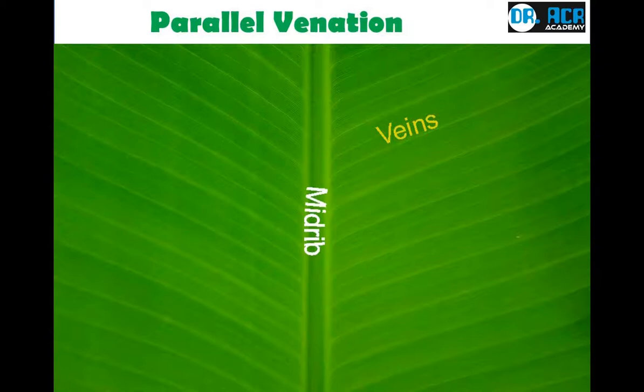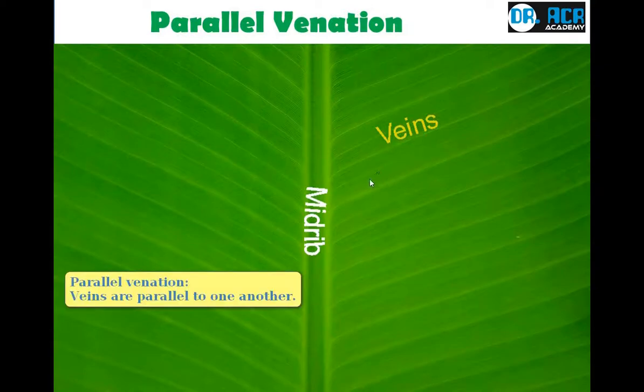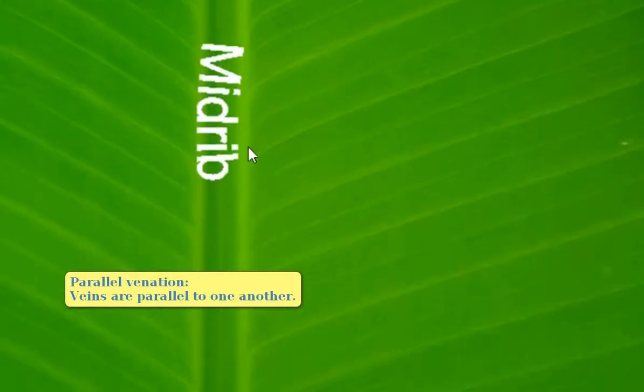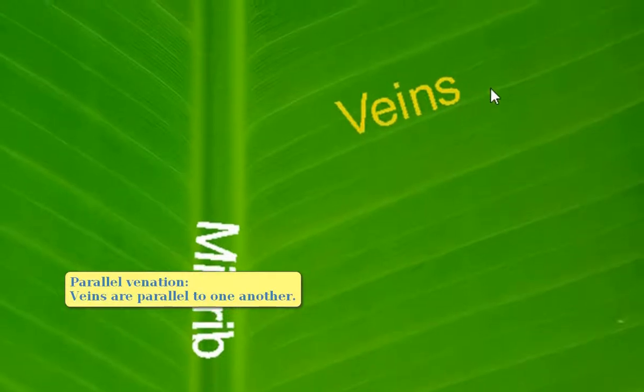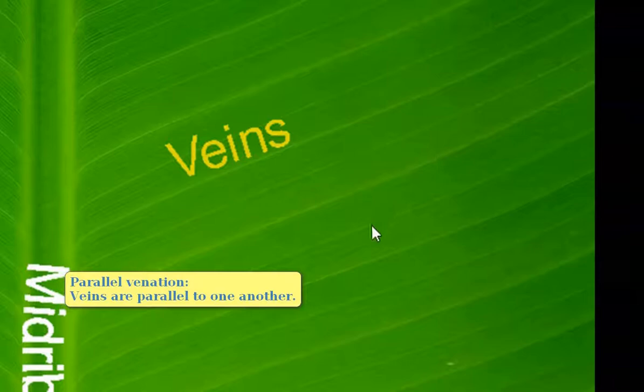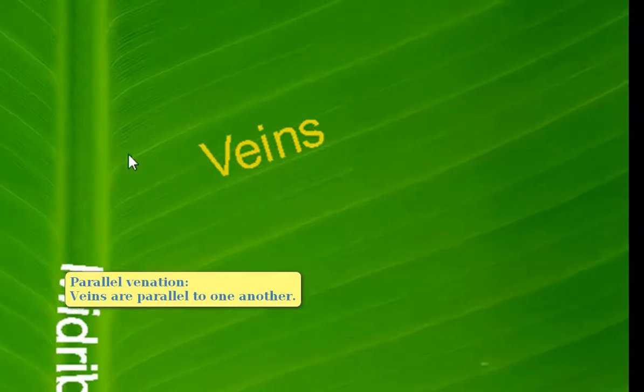Now let us come to the second type of venation. Here you can see the midrib and the veins. Look, the veins are in a parallel manner. As the veins are parallel, it is called parallel venation.